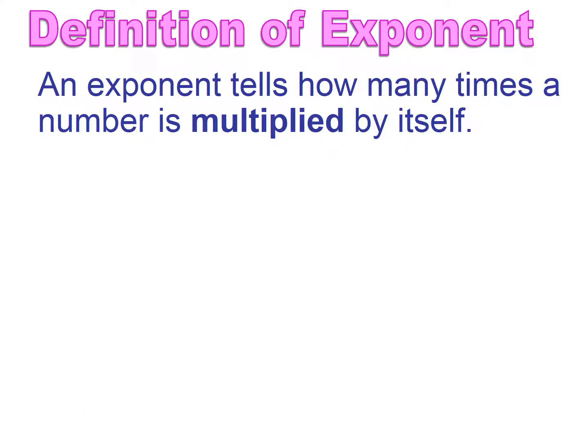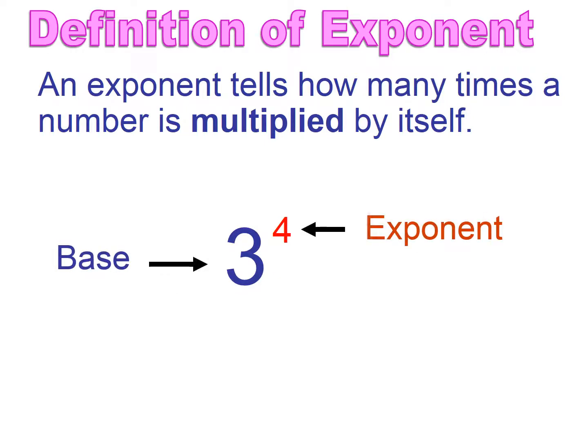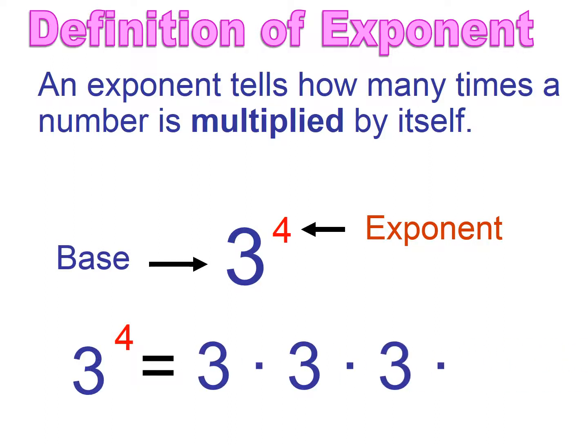Definition of exponents. An exponent tells us how many times a number is being multiplied to itself. In this case, we have a base, which is 3, and an exponent of 4. The base is what gets multiplied to itself, and the exponent tells me how many times to multiply the base to itself. So in this case, I have 3 times 3 times 3 times 3, because I have a base of 3 with an exponent of 4.